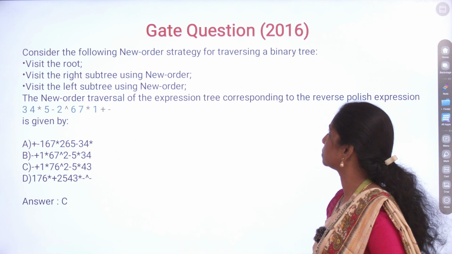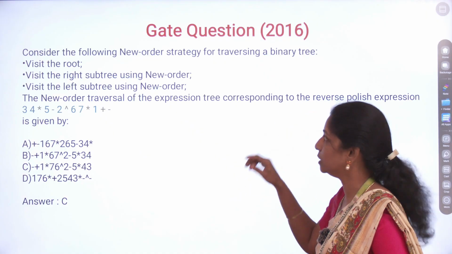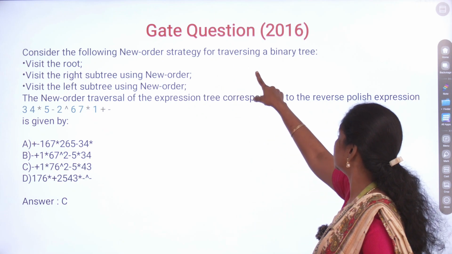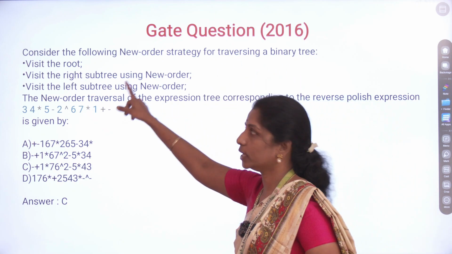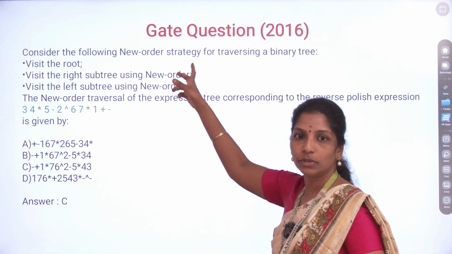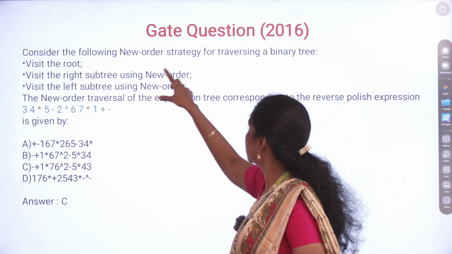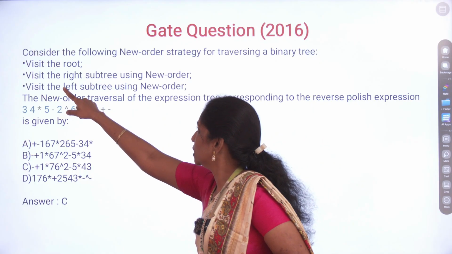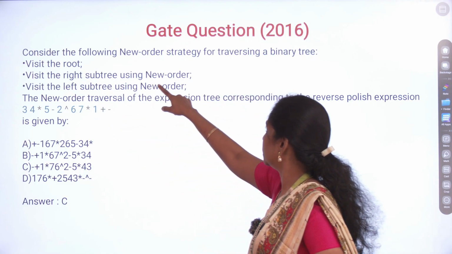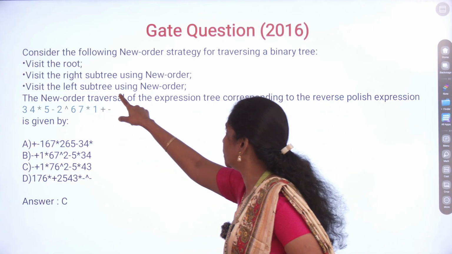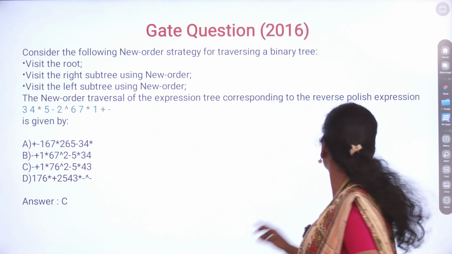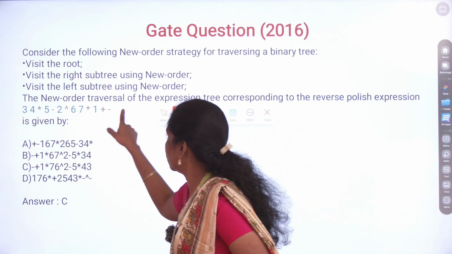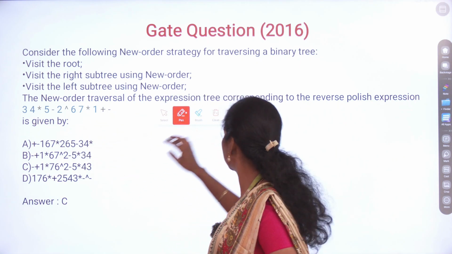Okay, the next question. It has been asked in 2016. The question is, consider the following new order strategy for traversing a binary tree. Visit the root. They have given the condition in which order you have to traverse the tree. First visit the root. Then visit the right subtree using new order. Next visit the left subtree using new order. So these are the sequences they have given.